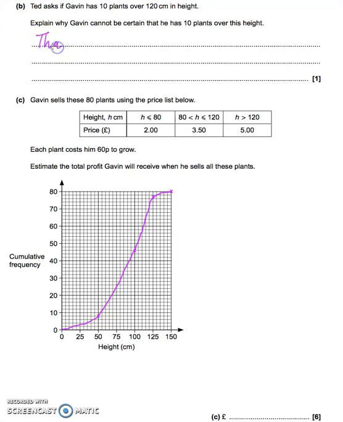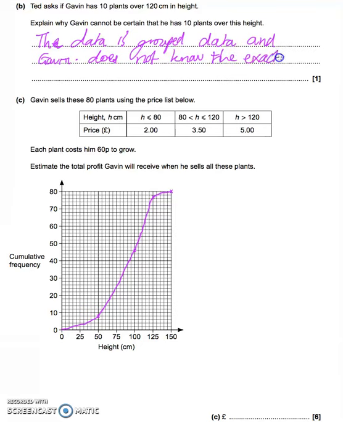The data is group data and Gavin does not know the exact height of each plant. He can only estimate.